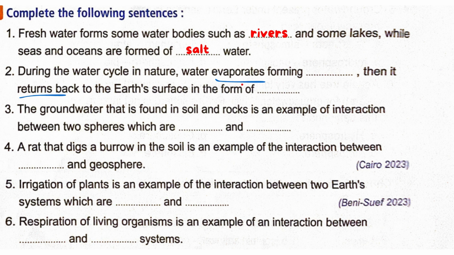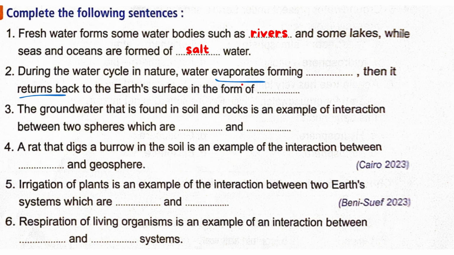Also we know that from the fresh water we have groundwater and glaciers. Okay, all of these are examples of fresh water, and seas, oceans, gulfs and some lakes are examples of salt water. Okay, let us turn to the second question we have.